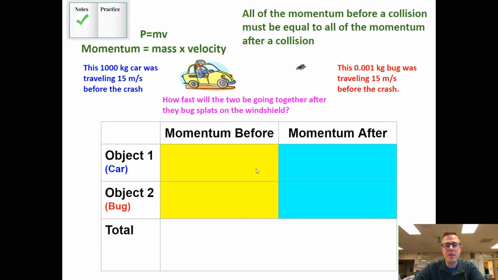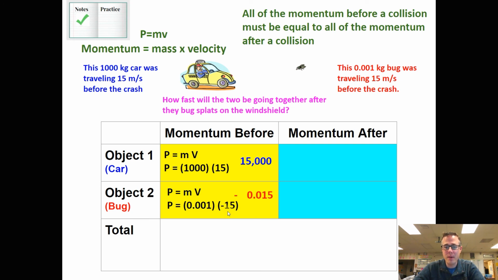So we set up our table, just like all the other ones. We've got our car and we've got our bug, before and after. In the before box for the car, we put in our mass and our velocity, and the car has a momentum of 15,000. Now here comes the tricky part. The bug is going in the opposite direction, so its velocity has to have the opposite sign. Its mass is still positive though, so 0.001, but its velocity is a negative 15. So that means its momentum is also negative, because a positive times a negative equals a negative. So the car has a momentum that's positive, the bug has a momentum that's negative.